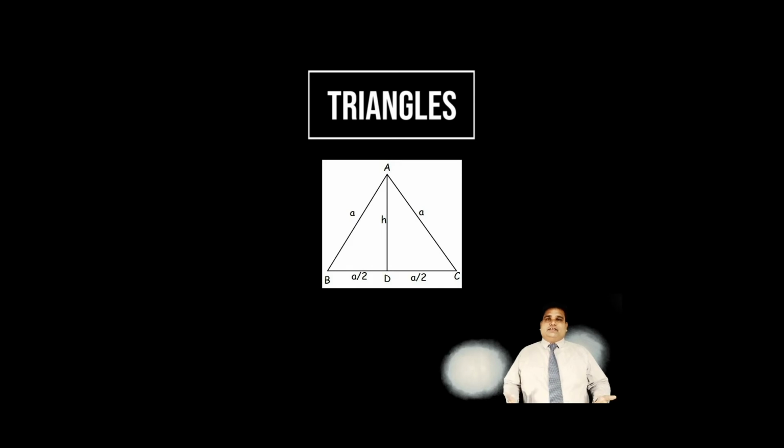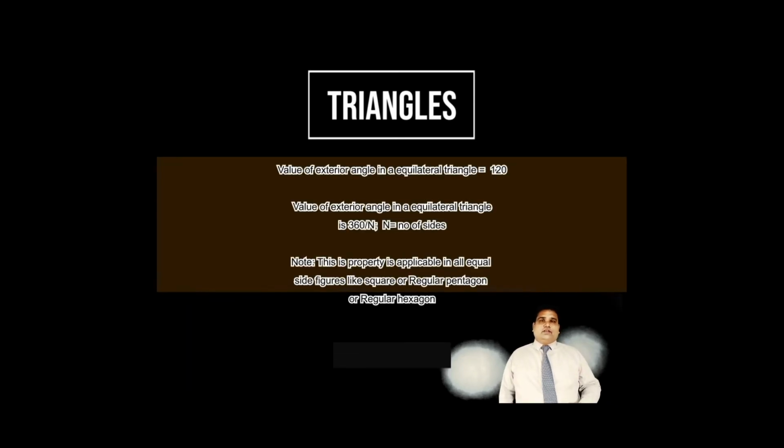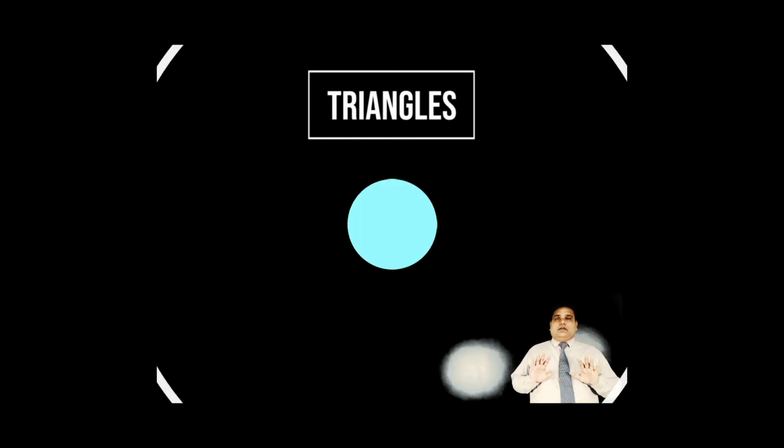If we want to know the exterior angle of any regular polygon, we can simply put it in the formula 360 divided by n, where n is the number of sides. Whether the regular polygon is a square, hexagon, decagon, or pentagon, we can easily use this formula and find 360 divided by n.